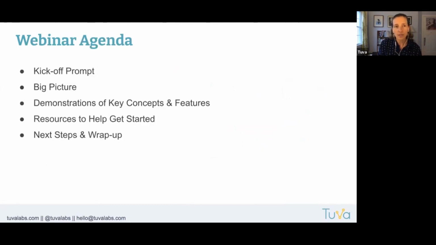math instruction. So today we'll kick things off with a thinking prompt about our own practice. We'll look at the big picture of what Tuva provides for math instruction. We'll demonstrate a couple of key concepts that students often really struggle with in middle school and high school math, and how the tools that are specifically designed help us leverage real world data to build their conceptual understanding. We'll talk about some resources Tuva has to help get you started, and then think about some next steps.